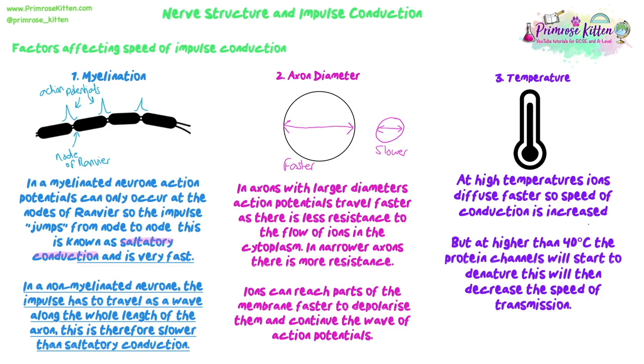And then lastly, temperature. Ions are moving in order for this signal to be transmitted. We're relying on diffusion as well as active transport, and those things are going to happen faster because the ions are going to be able to move faster at higher temperatures because they have more kinetic energy. So that increases the speed. However, same with anything to do with temperature and proteins, if we get to 40 degrees or above, then the protein channels are going to start to denature, and that's obviously going to decrease the speed of transmission.